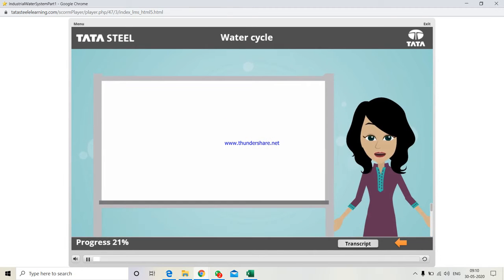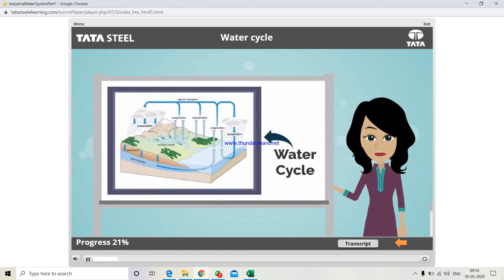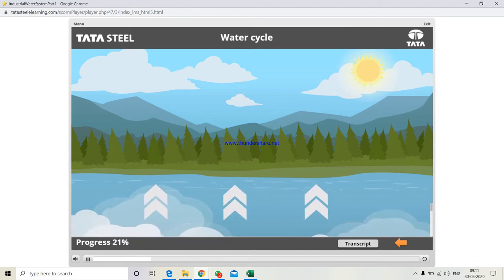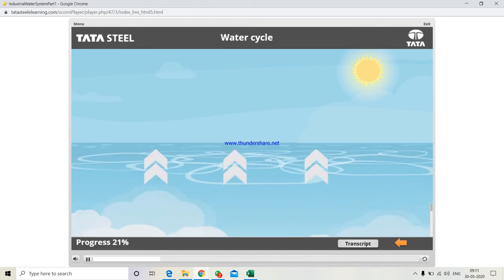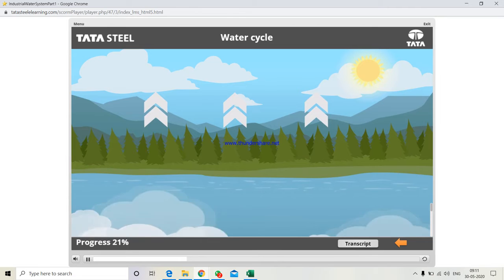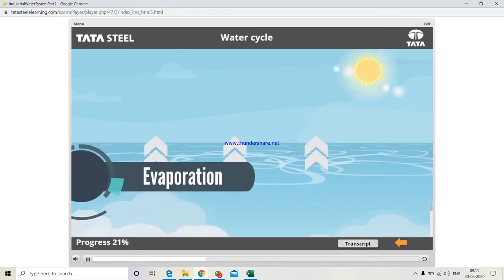Water in nature follows a cycle. Let us now understand the water cycle. Sun, which drives the water cycle, heats the water in rivers, lakes, ocean, and other water bodies. Water evaporates as water vapor into the air. This process is called evaporation.